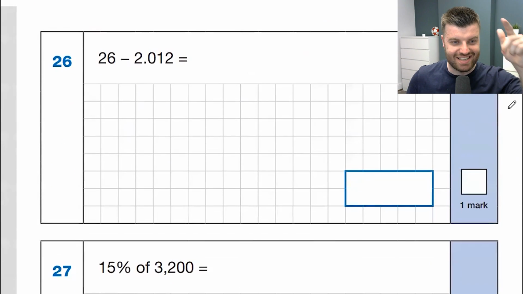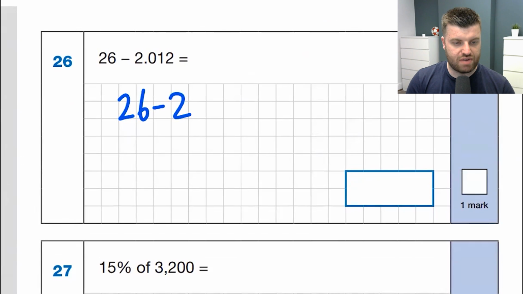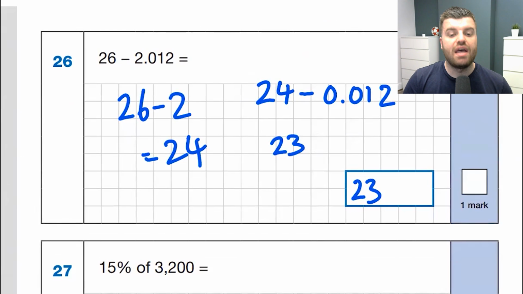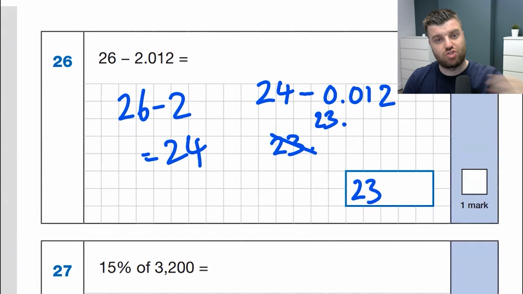Question 26. It's another one of those tricky decimal questions. Well, 26, we can take away the 2 straight away. So we're left with 24. So now we have a case of 24, take away 0.012. Now remember what I said earlier. We're going to dip into 23. So our answer definitely starts with 23. And we're going to make these digits, if I write it up here so it's clearer, each column is going to add up to 9, until we get to that final column to tip all the others over like a domino effect.